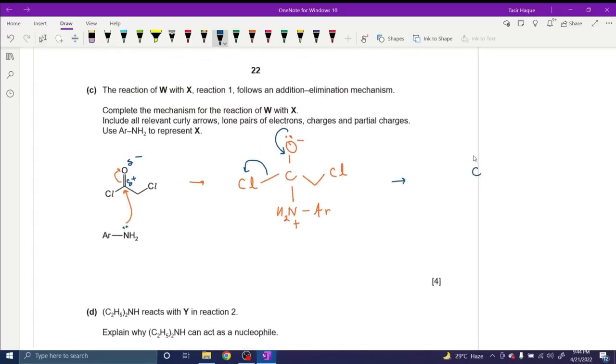We're going to get this CONHAr. In the process of doing so, one chloride anion was released and one H+ was released. They combined to form HCl gas, steamy fumes. So to get full marks you need to show this part only, very important.